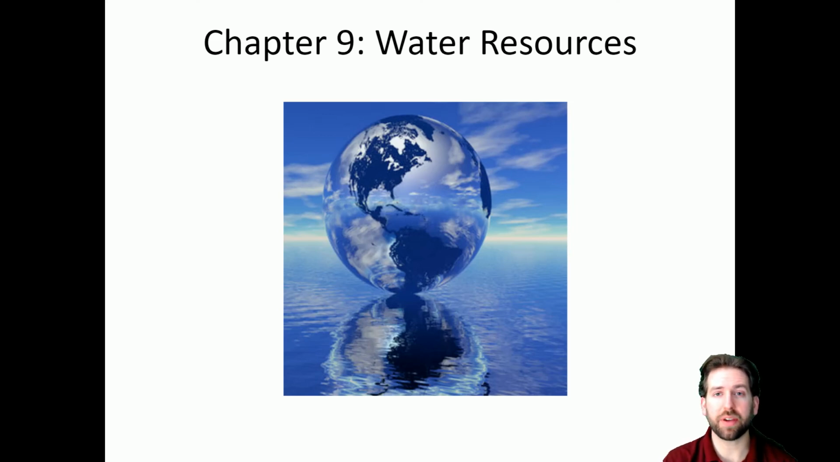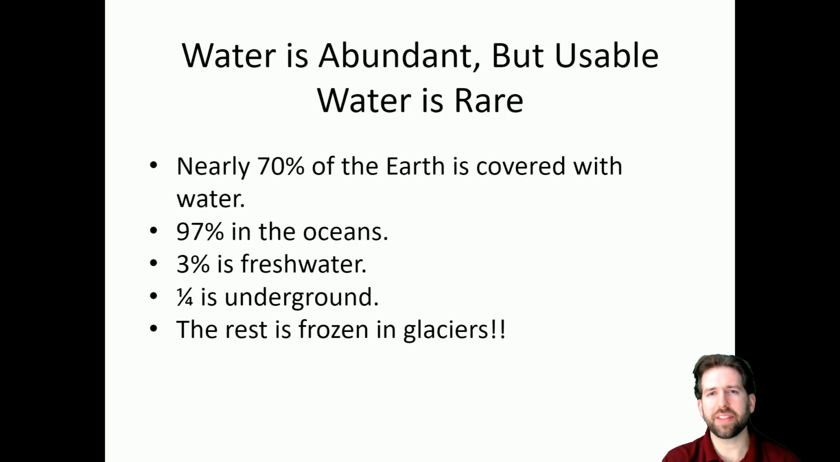This time we'll be looking at Chapter 9, Water Resources. Let's start off by saying that if you were an alien coming to Earth, looking at our resources, and you saw our surface, you'd go, wow, it's a lot of water you got there. They're doing really well in terms of how much water they have. Well, it's true, water is very abundant, but unfortunately, usable water is very rare.